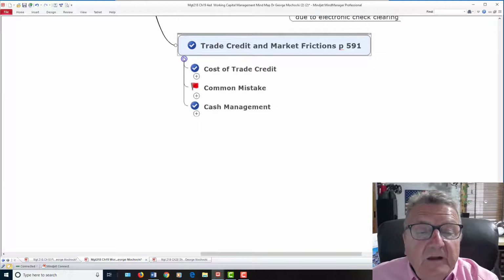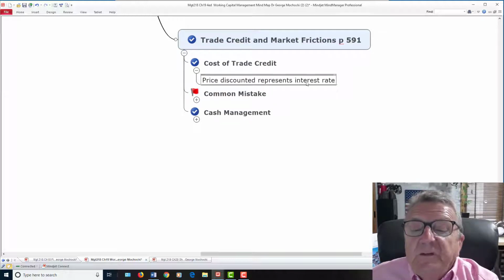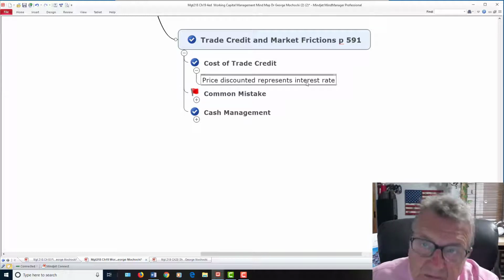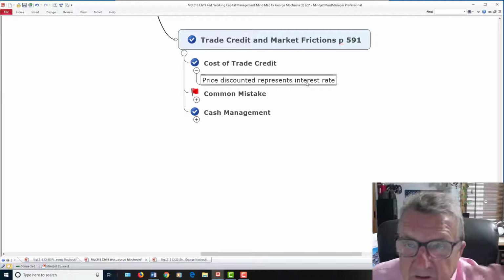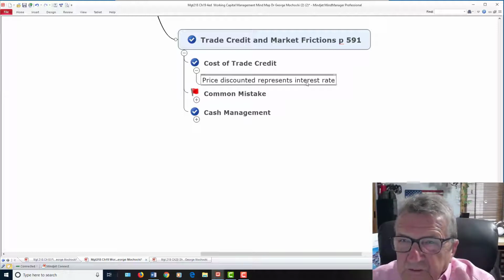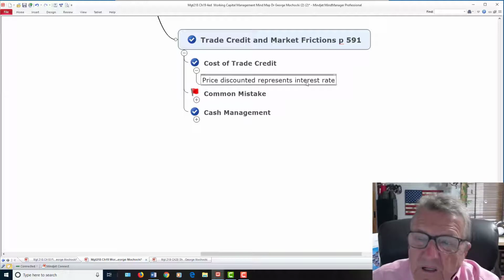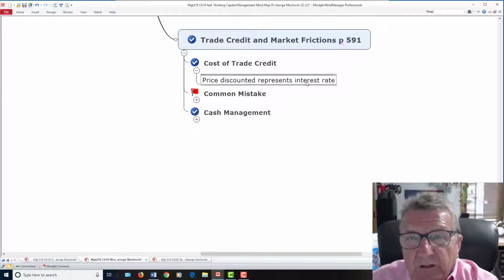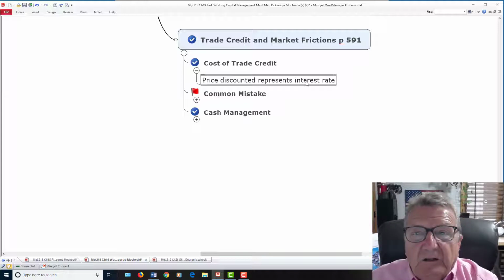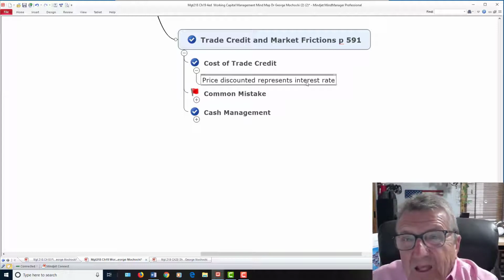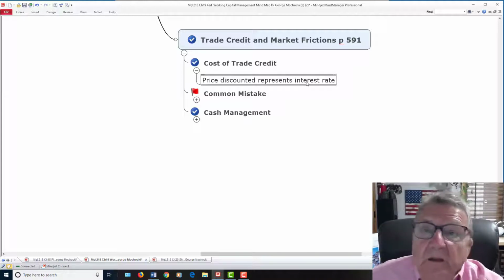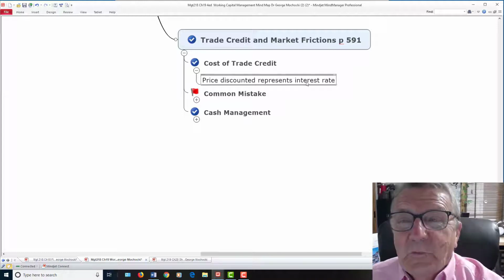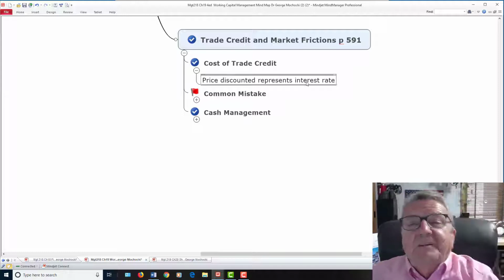Okay, credit and market fractions. On page 591 or so, cost of trade credit. Price discount represents an interest rate. Remember we talked about that. If I give them a discount, it represents an interest rate if I needed to get cash or take a loan. So if the interest rate is 6% and I take the credit at 4%, right? And I get that money sooner. If I had to take a loan out to buy inventory and I could get that cash and pay it, I'm saving 2%. That 2% on $1 million is a lot of money. Remember, we're talking small amounts in our own personal lives. Just multiply with a lot of zeros at the end.